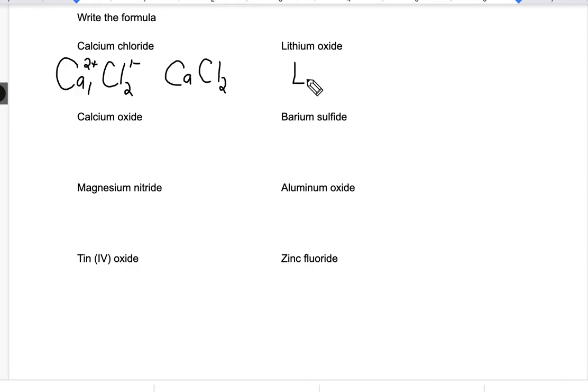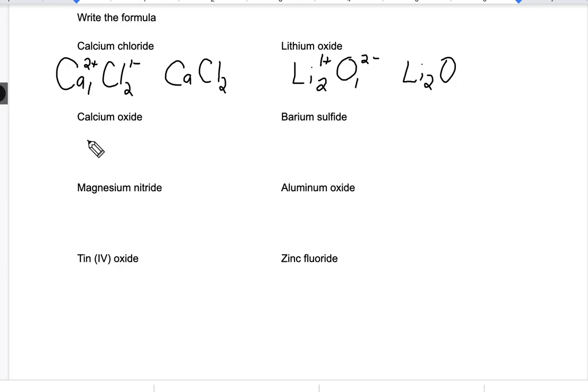Okay, so I look up lithium, and it's in the 1 positive cation. And oxide is O, and it's 2 negative. Now, if the charges are not the same, you crisscross them. So I'm going to put a 2 there and a 1 there. And so then I get Li2O.